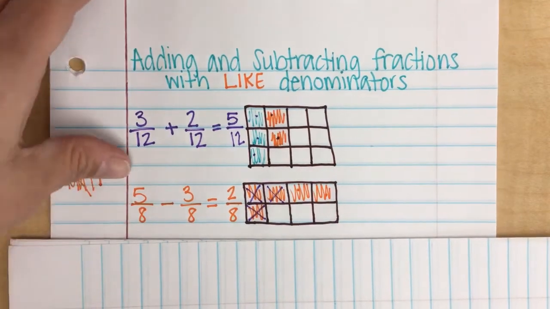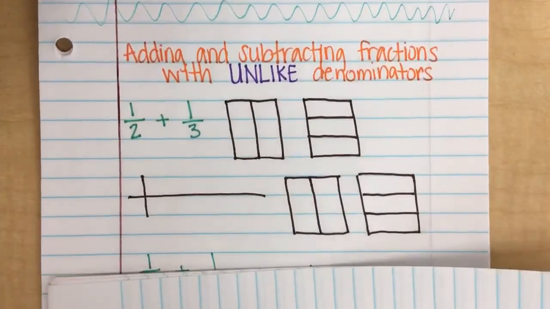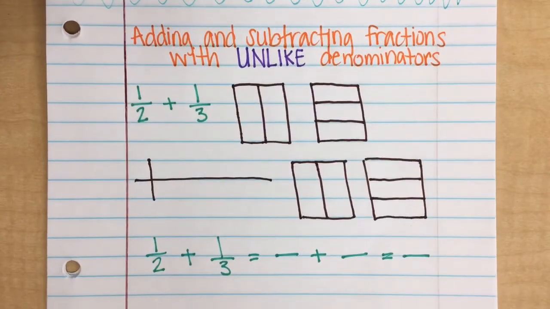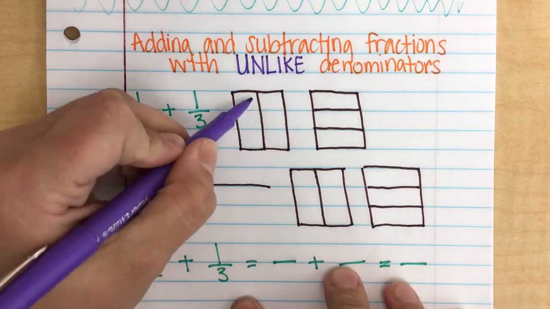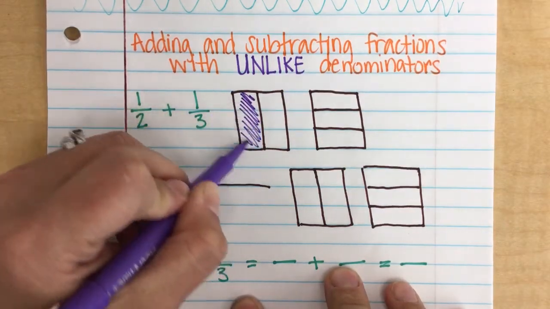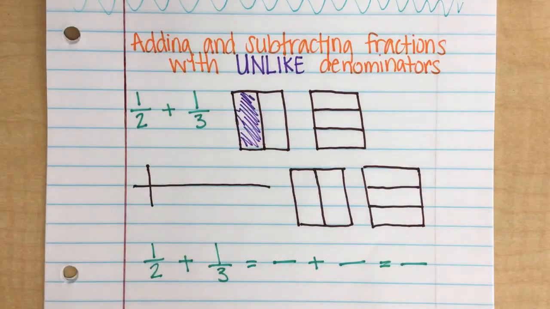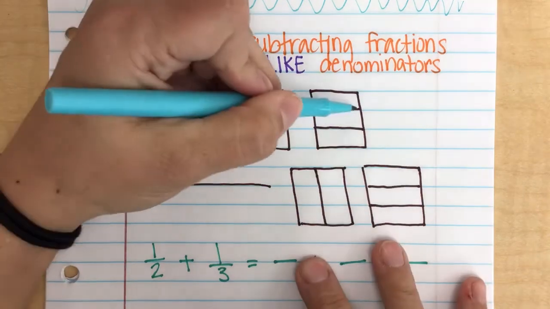Okay, so let's talk about adding and subtracting fractions with unlike denominators. Now this looks like a lot, but it's not too overwhelming. It shouldn't be too overwhelming. So when I'm adding and subtracting fractions with unlike denominators, I want to first look at the fractions themselves. So I have 1/2 plus 1/3. So I'm going to use this model and I'm going to shade in 1/2. And on my second model, I'm going to shade in 1/3.